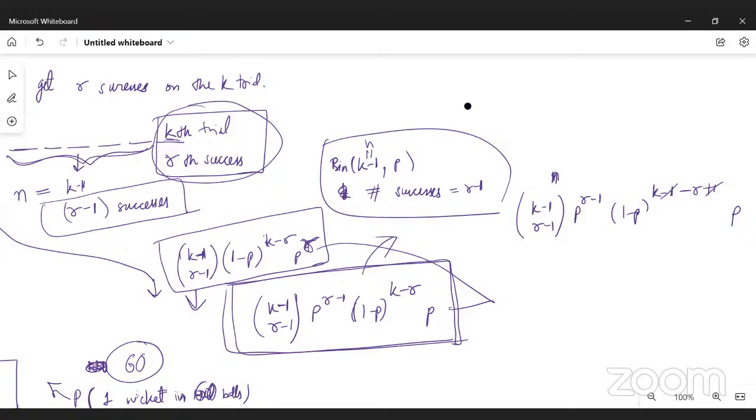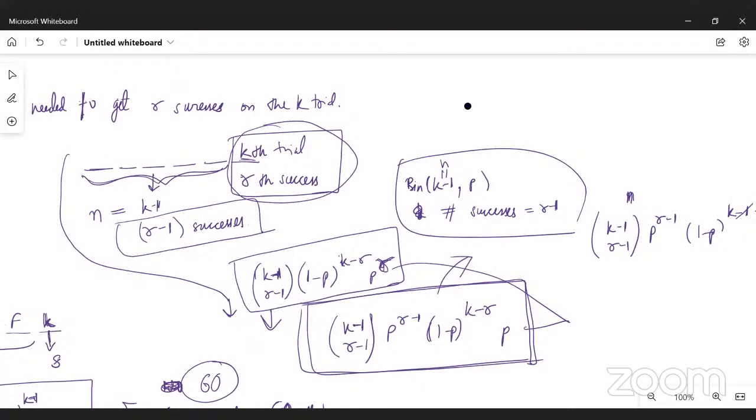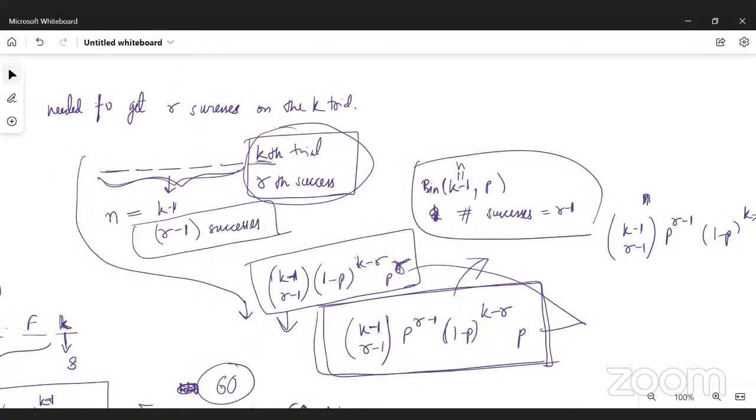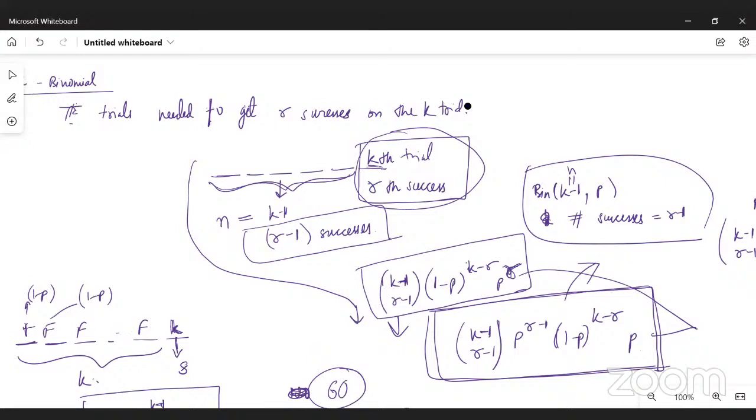It seems similar to binomial distribution. Then why a new name? Yeah, but in the binomial distribution, we were interested in the number of successes in total n trials, right? But in this case, we want that on the kth trial, you should have the additional success. A particular success on a particular trial we are talking about. So that's the differentiating point.